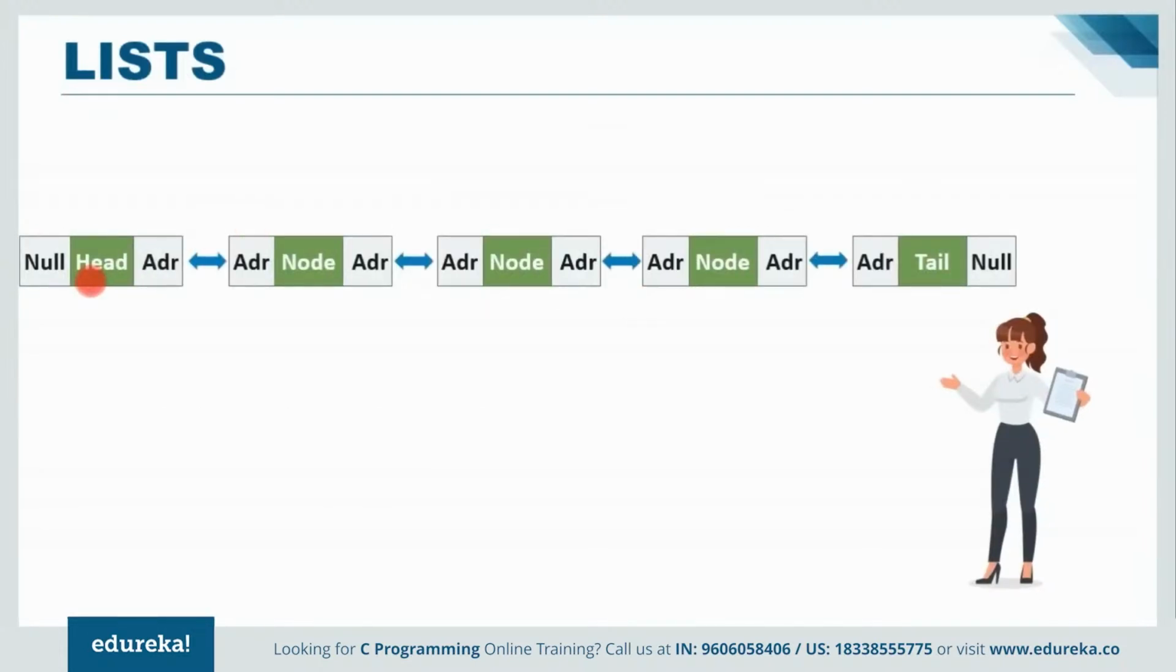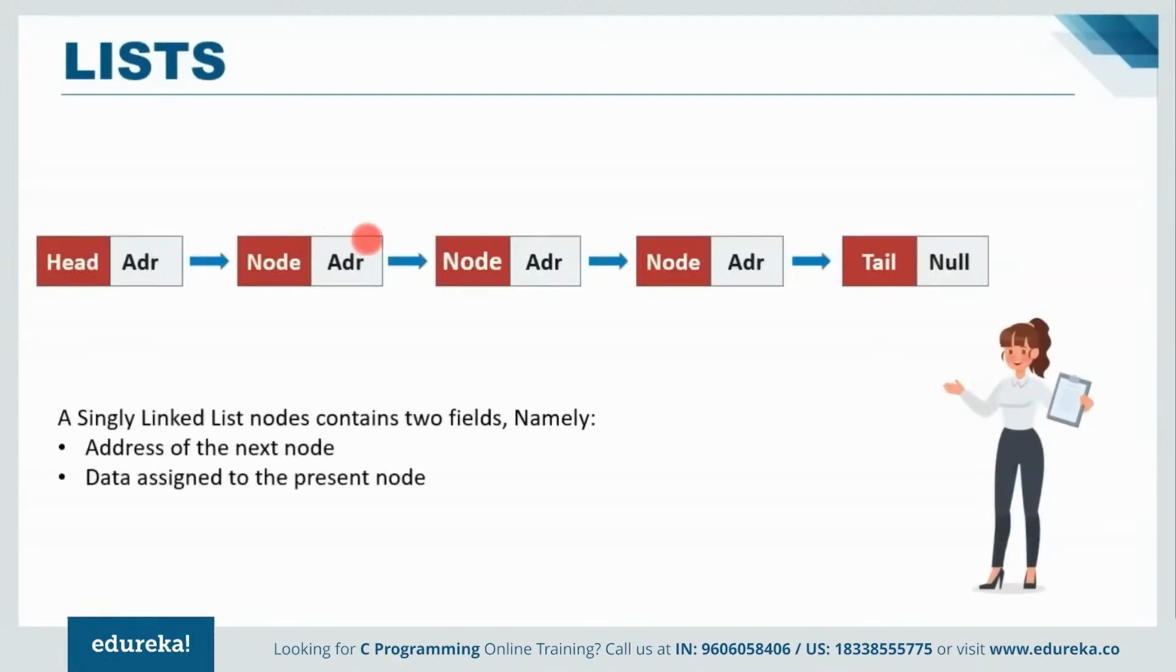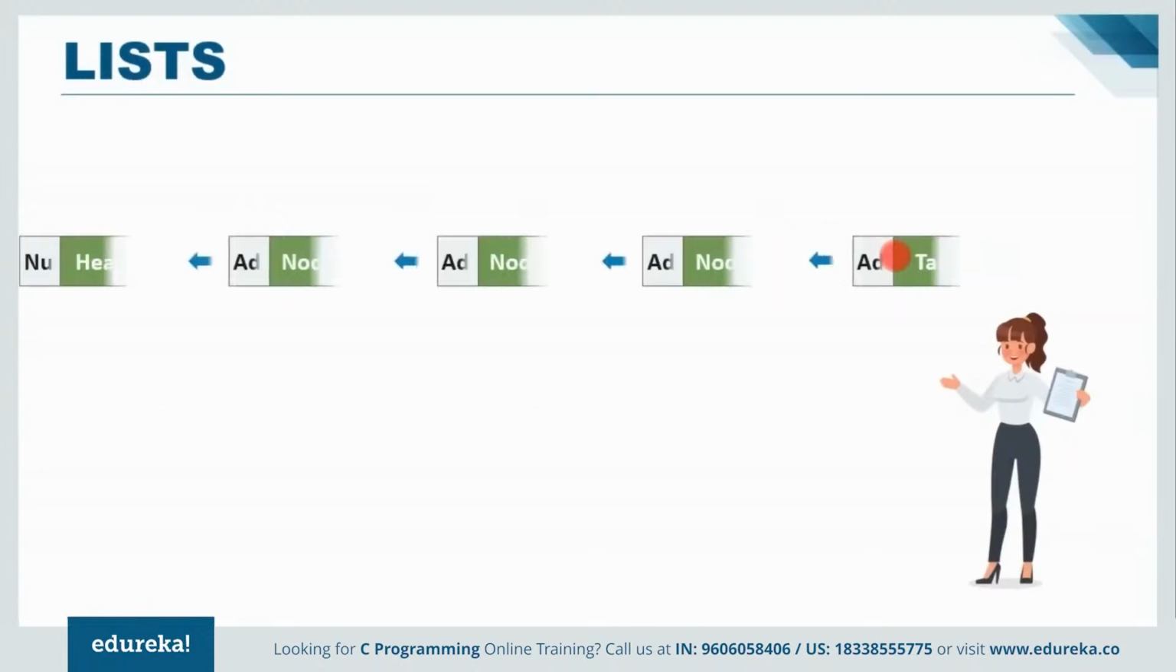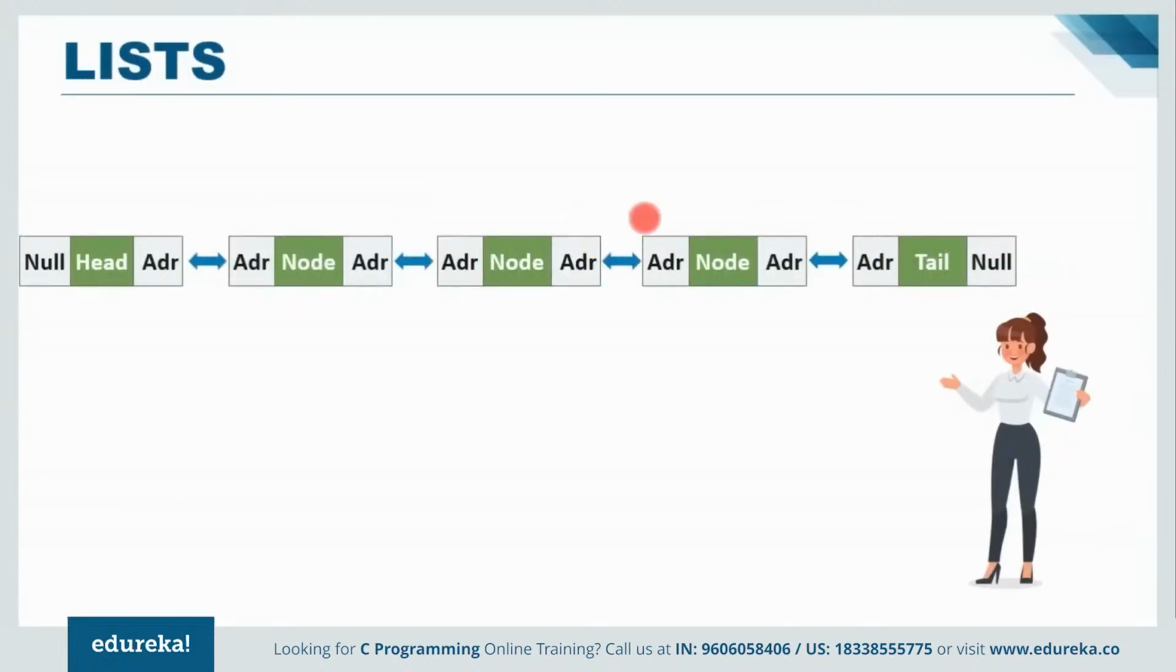The only difference between a singly linked list and a doubly linked list is, in a singly linked list, you can only traverse in one direction, that is from head to tail. But in a doubly linked list, you can traverse in both ways, from head to tail and tail to head.